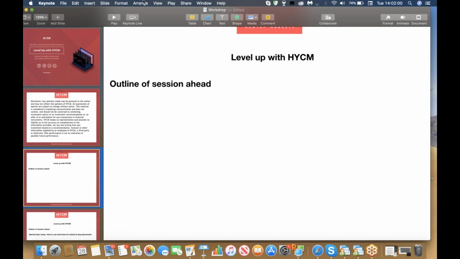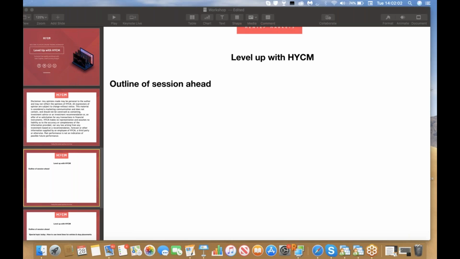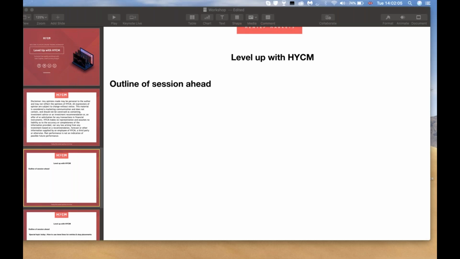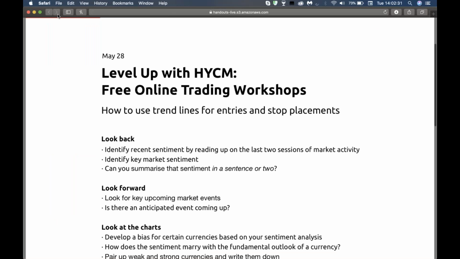Also going to have a little outline of the session ahead. Don't forget that the outline is in the handout, and the handout can be found underneath the section of your GoToWebinar control panel which says handouts. It says handouts 1 of 5, and there's a file titled Workshop Guide May 28. It's a PDF. You just click on that, you'll open it, and you'll get the guide for today's session.